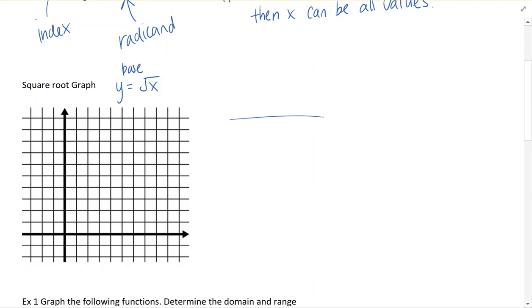To figure out what that will look like, a table of values will become very handy. When x is 0, y is 0. Now, looking at our function here, we're going to find different values of x that make it easy to square root. The next number that's easy to square root is 1, so y will be 1. Then 4 is another number that's easy to square root, that will give us 2. And then 9, 3.